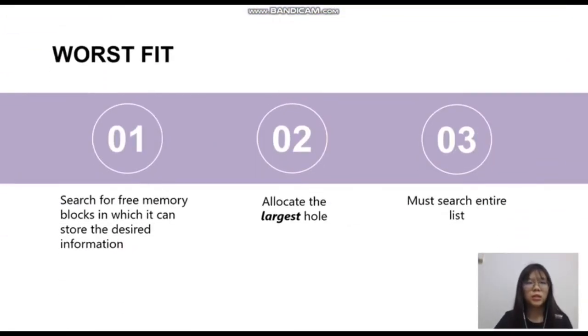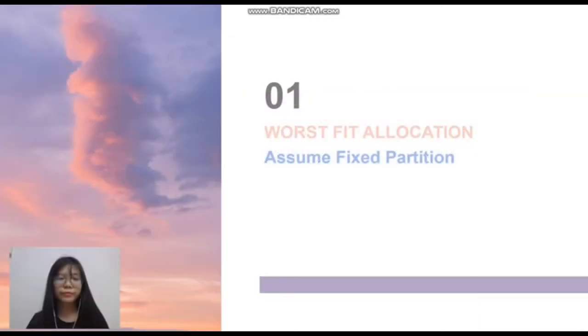In this part, I am going to explain the WorstFit allocation in fixed and dynamic memory management. So what is WorstFit? WorstFit is an algorithm that searches for free space in the memory in which it can store the desired information, and this algorithm will select the largest hole, or we can say the largest possible free space in the memory, so that the information can be stored. And this algorithm will search the entire list of blocks in order to find the largest hole.